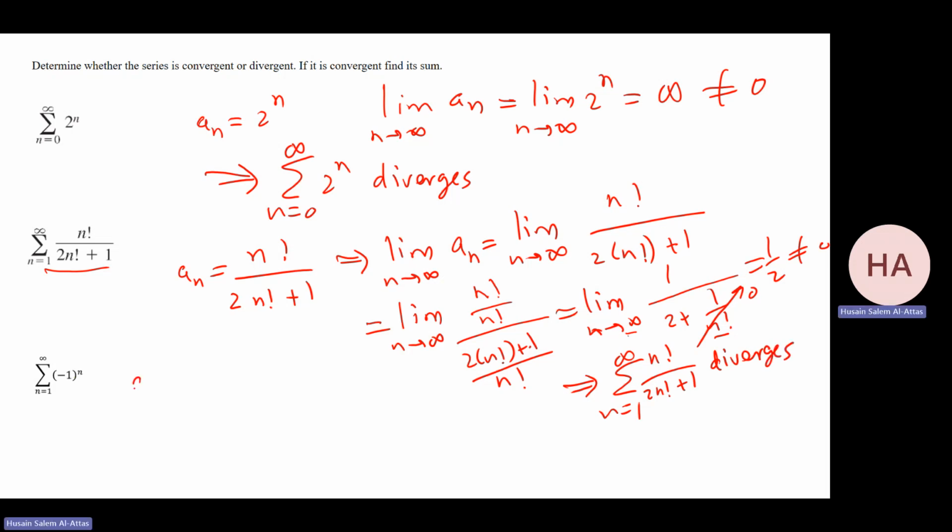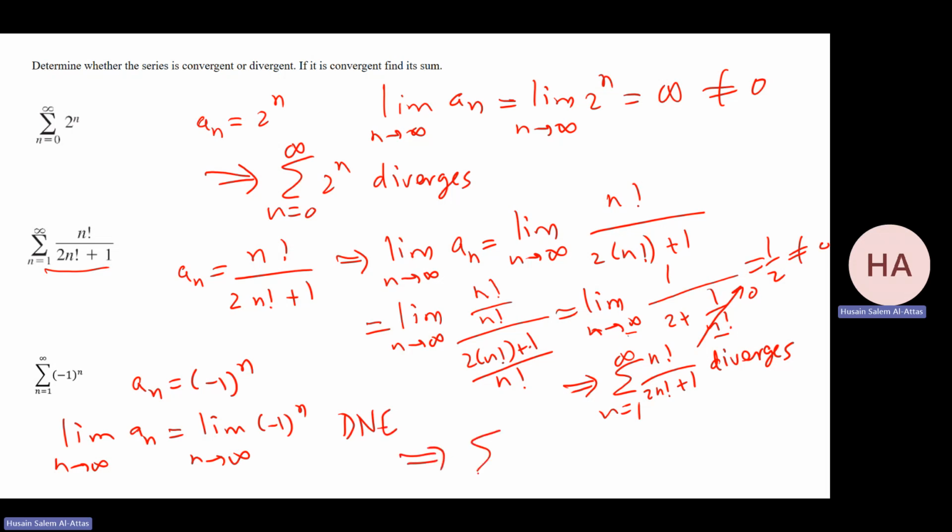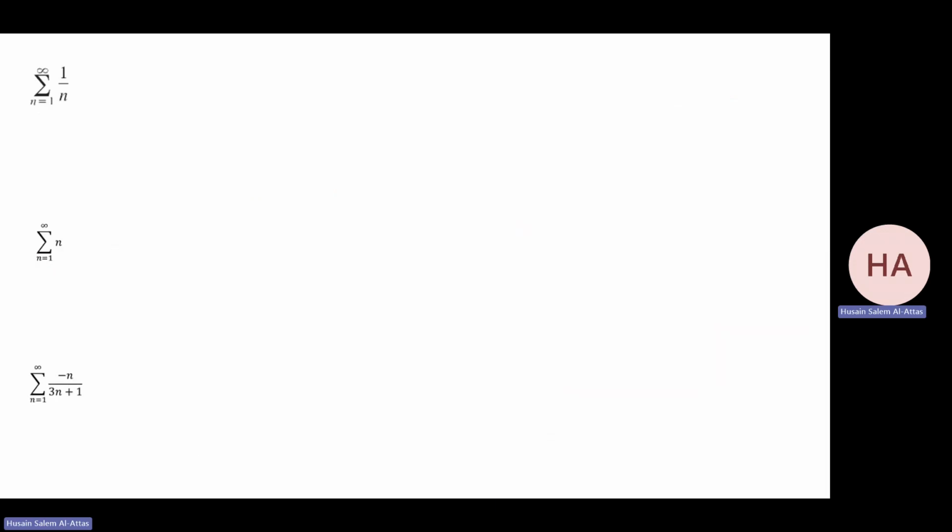Another one, this one, what is a_n? Minus 1 to the power n. What is the limit of a_n as n goes to infinity? It will be the limit of minus 1 to the power n as n goes to infinity. I know this limit does not exist because it oscillates between 1 and minus 1. Right away, the series diverges. It will not converge to a value.